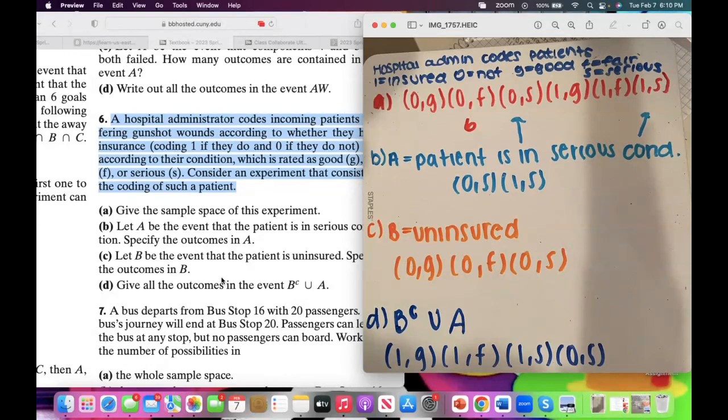And then D says give all the outcomes in the event B complement union A. So union means or. So I put all the opposite of what B was because it's supposed to be the corresponding elements. Hold on, Emma. Yeah. B to the C, let's call it complement of B. Okay, complement. So the complement is what's not in B, like what we don't see in B. So instead of the uninsured, it's the insured. And then it's the union of A, so we also have to put the A components. And one of them overlaps, which is 1S. So I didn't put 2 1S's, I just left it as well.